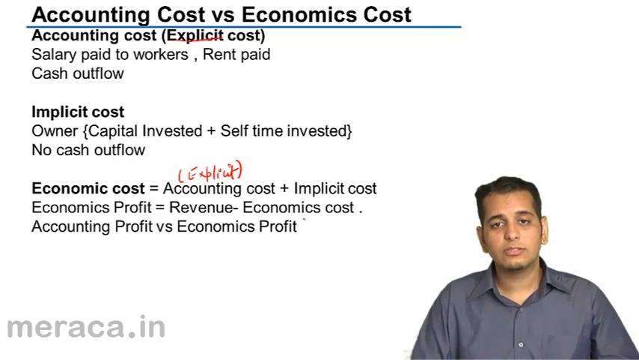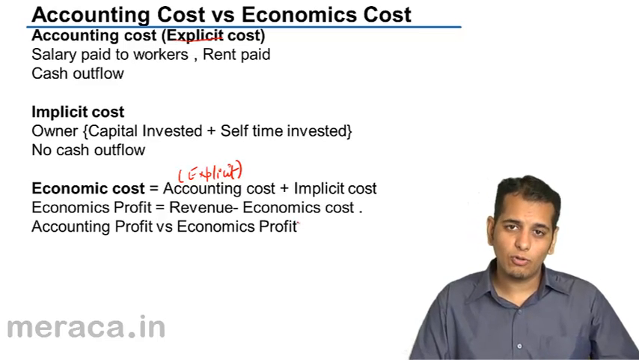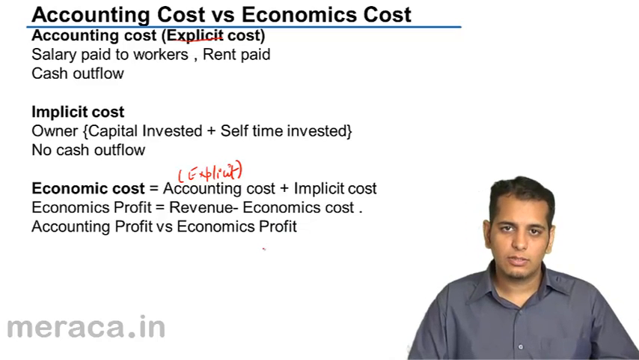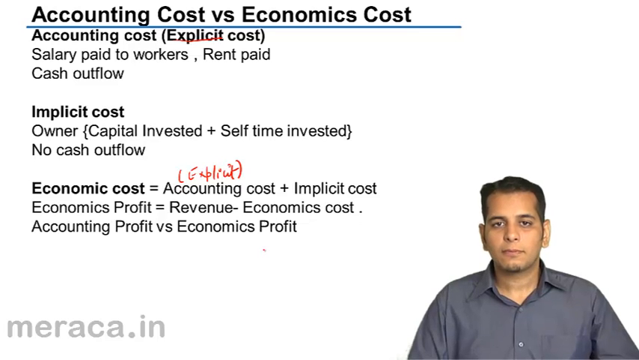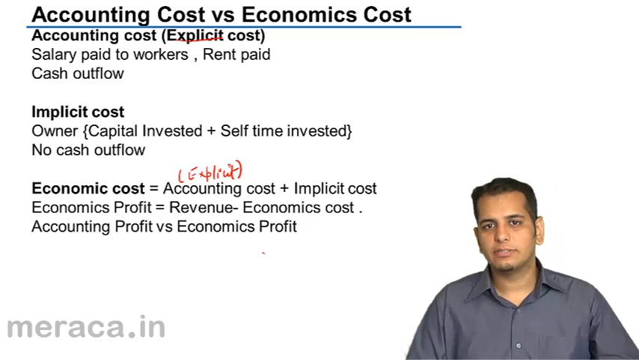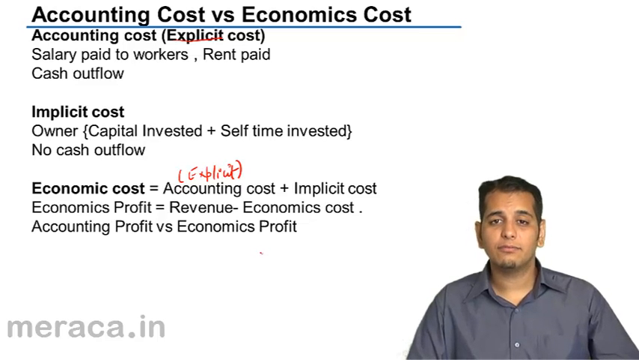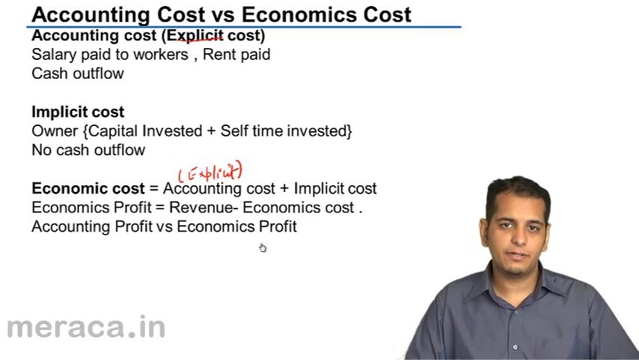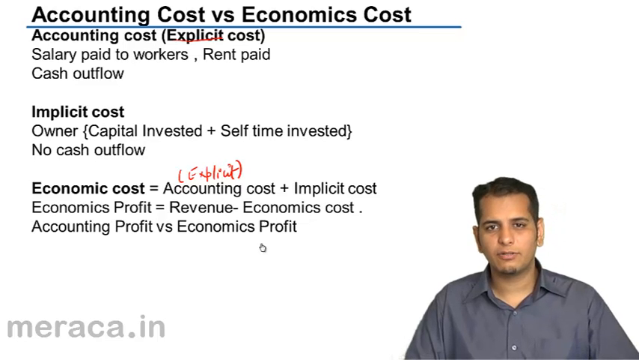Because economic cost includes accounting costs, in addition to it, it also includes the implicit cost. So the land which is owned by the person who is running his business, the rent which he would have gotten on it is also considered. The time that he has invested into his own business, the salary for that is also considered. The amount of capital that he has invested into his own business and the interest that he would have earned on it is also considered.